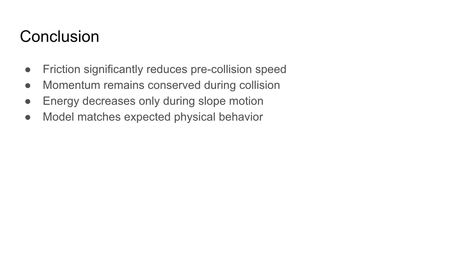In conclusion, friction on the slope plays the largest role in reducing cart 2's kinetic energy before impact. The collision itself behaves exactly as predicted by momentum conservation. Overall, the simulation aligns well with the physical expectations.